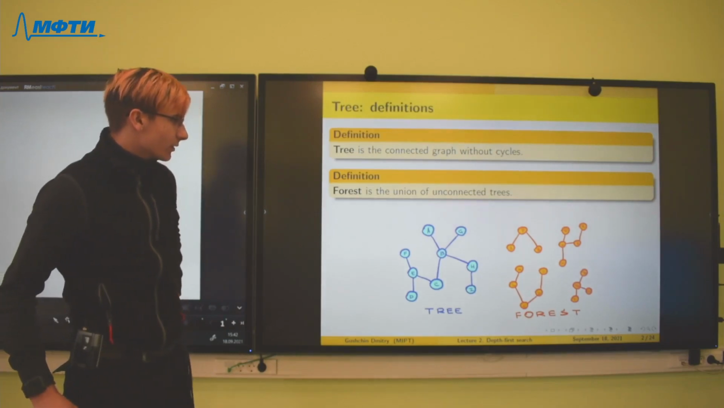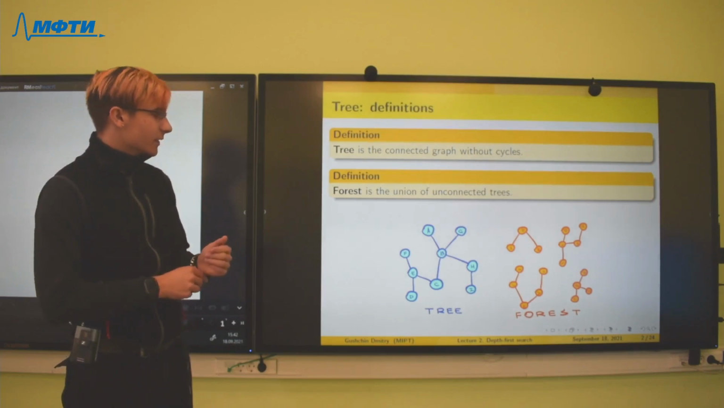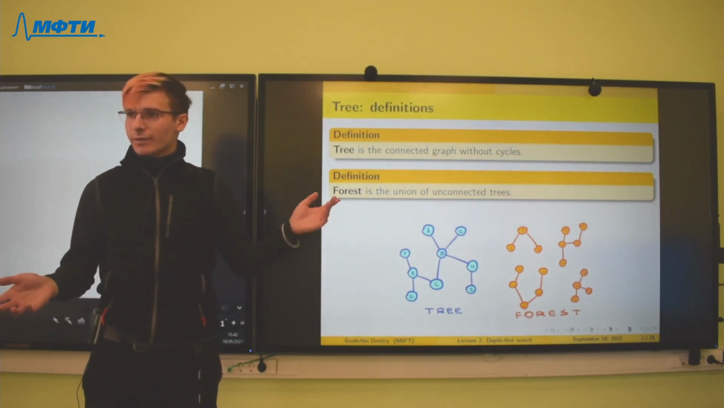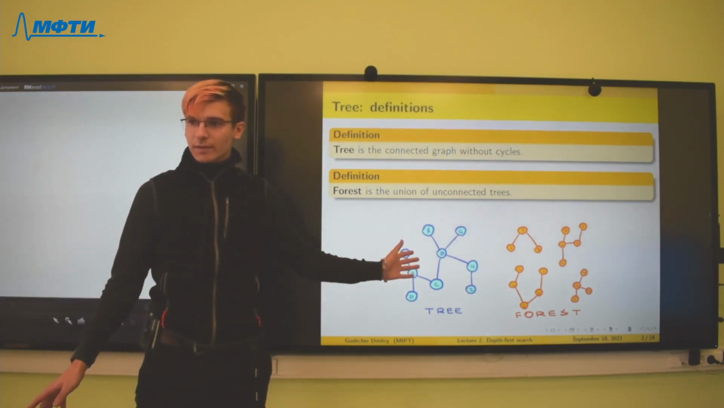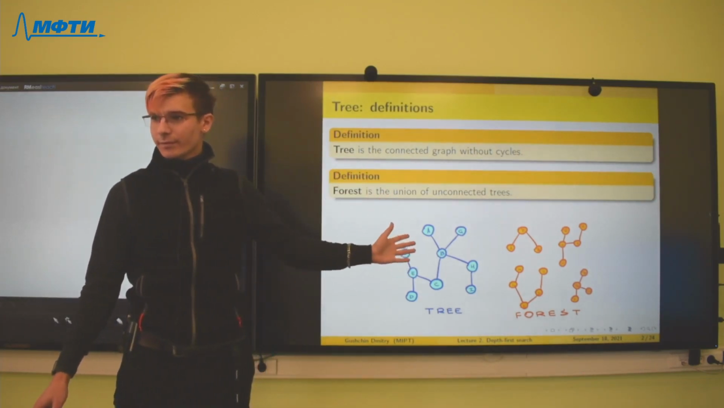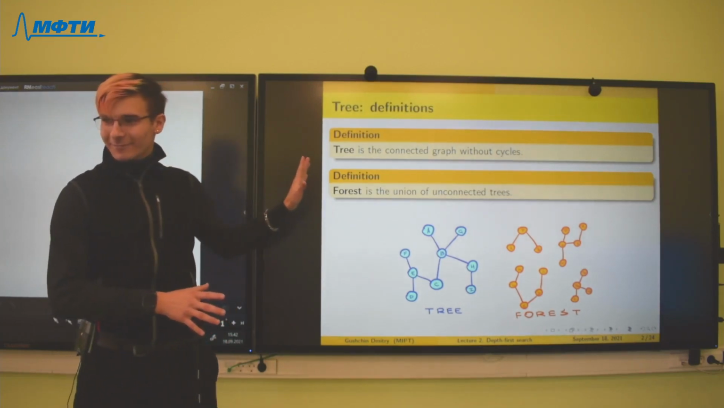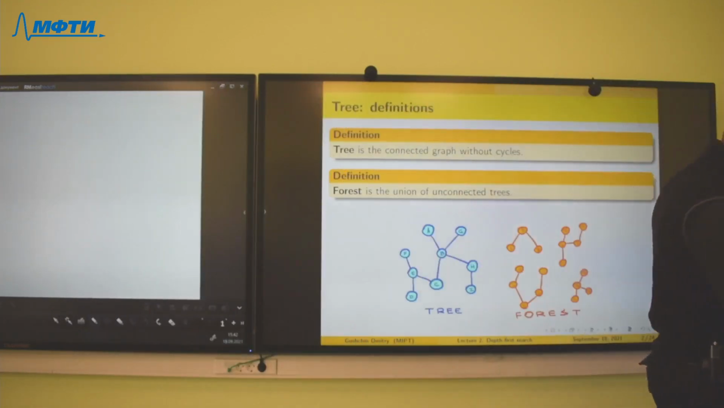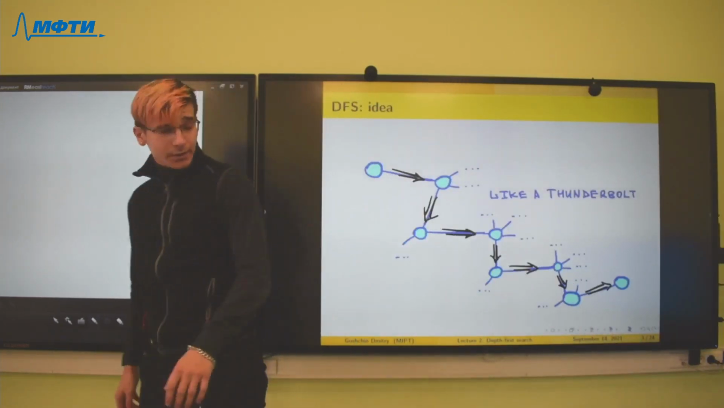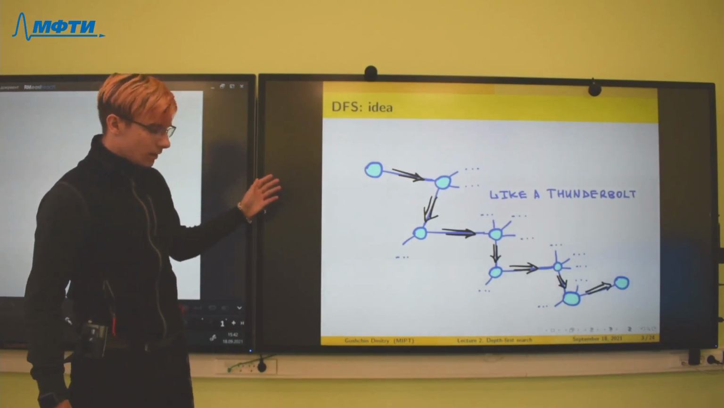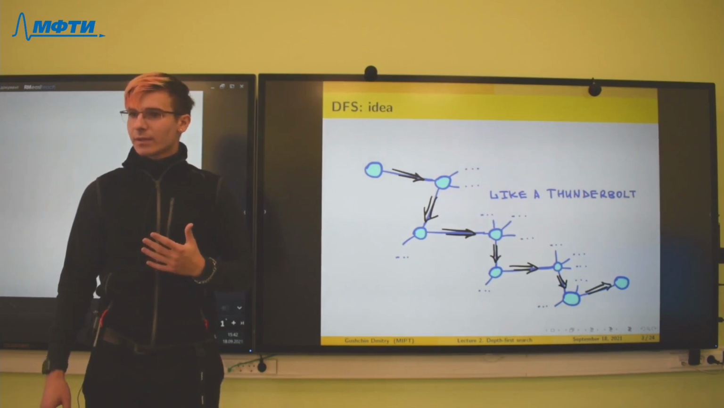Today we will talk about trees and forests. As I think you know, a tree is a connected graph without cycles, and a forest is a union of trees. Okay, it's simple.